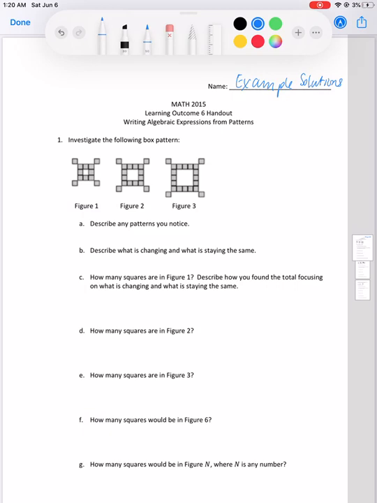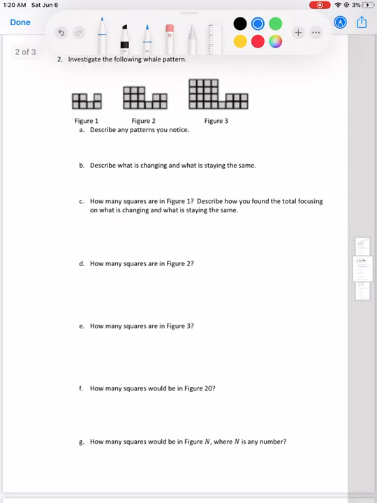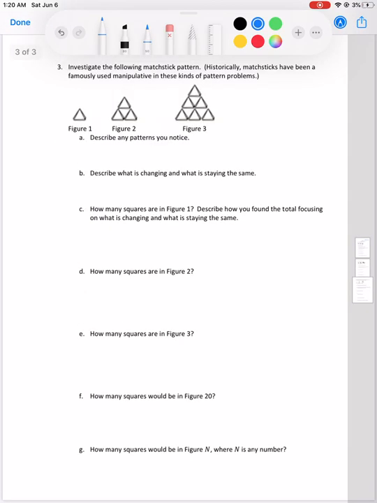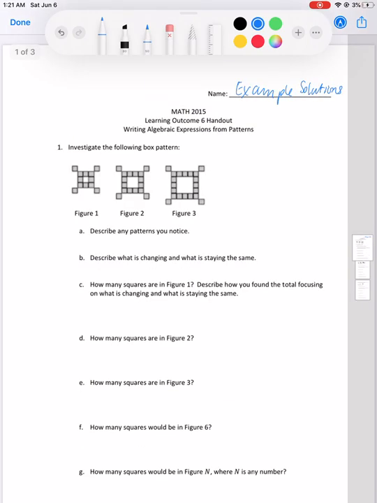So what we're doing is we're going to investigate these box patterns. And we have a whale pattern to do after that. And then after that we'll do a triangle pattern, matchsticks. Okay, so we'll do the same questions for each one. First of all, when we look at patterns, we want you and you want your students to notice any specific patterns to notice in the pictures.